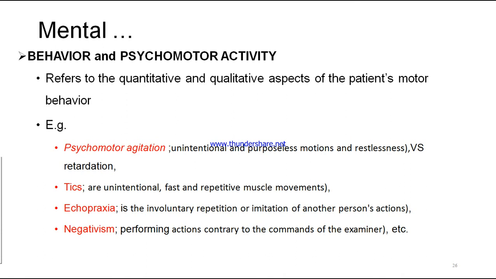The other is tics. A tic is an unintentional, fast, and repetitive muscle movement. It can involve the face, the neck, the eyes, or the shoulder; it is purposeless, unintentional movement. Another is echopraxia, the involuntary repetition or imitation of another person's actions.